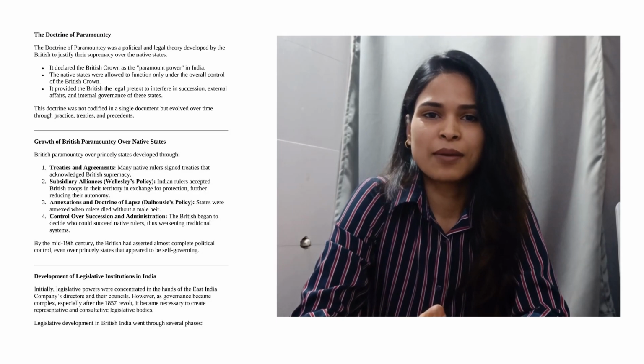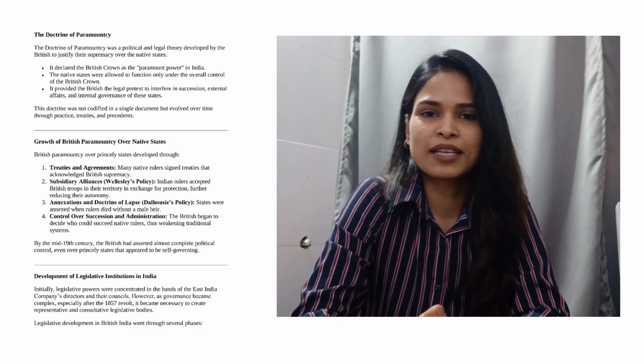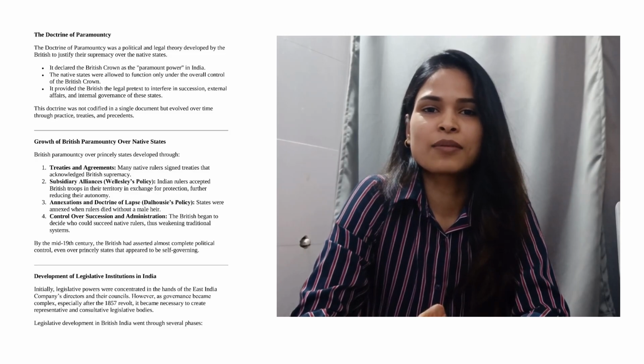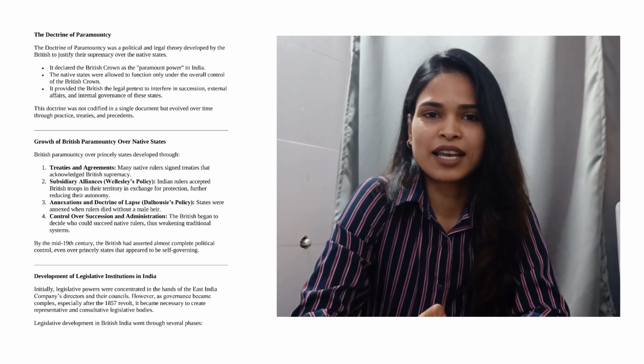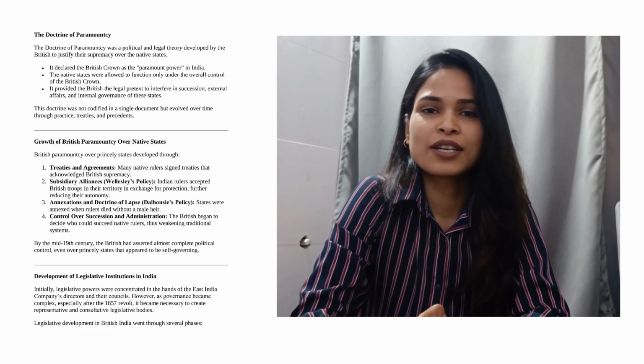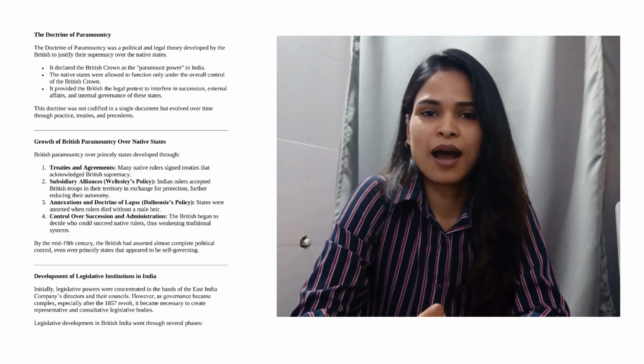They retained control over internal affairs but were restricted in foreign policy and military matters. The doctrine of paramountcy. The doctrine of paramountcy was a political and legal theory developed by the British to justify their supremacy over the native states. It declared the British Crown as the paramount power in India. The native states were allowed to function only under the overall control of the British Crown. It provided the British the legal pretext to interfere in succession, external affairs, and internal governance of these states. This doctrine was not codified in a single document, but evolved over time through practice, treaties, and precedents.